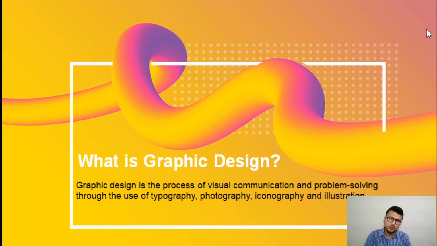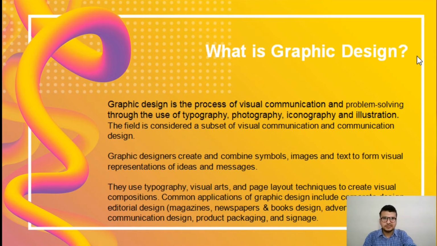So we use typography, photography, iconography and illustration. These are the small words: typography, photography, iconography and illustration. I hope you will get the exact meaning in my video later. We will be starting with typography. There's one more definition of graphic designing: graphic designers create and combine symbols, images, and text to form visual representation. See, everything here deals with visual representation.